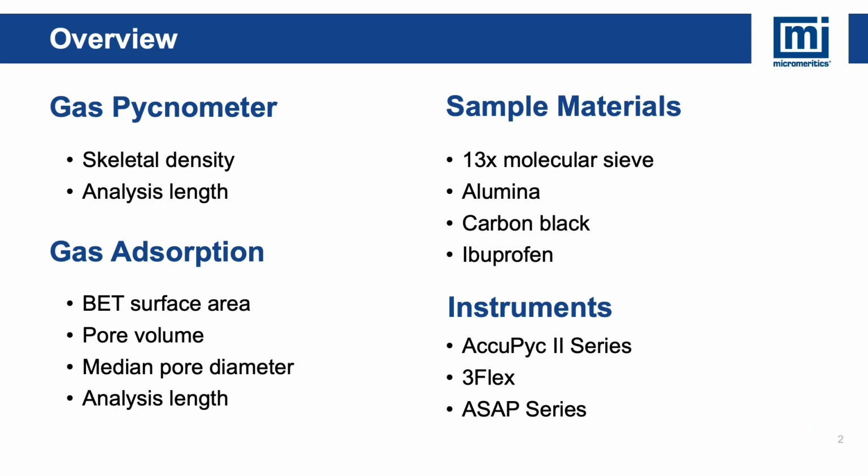The four materials used for this experiment are 13X, alumina, carbon black, and ibuprofen. The AccuPyc 2 was used to collect skeletal density data, and the 3Flex and ASAP were used to collect surface area and porosity data. Each sample was analyzed 3 times to obtain averages and verify consistency. Before looking at the experimental data, we will discuss density, surface area, and porosity. Each of these topics is capable of its own presentation, so explanations will be kept brief.